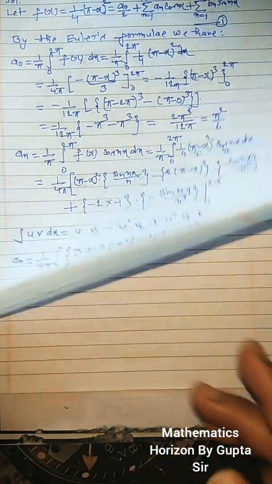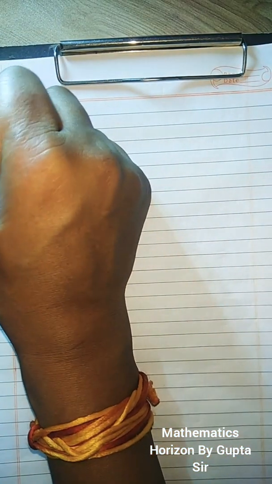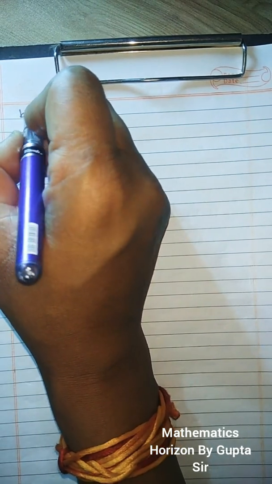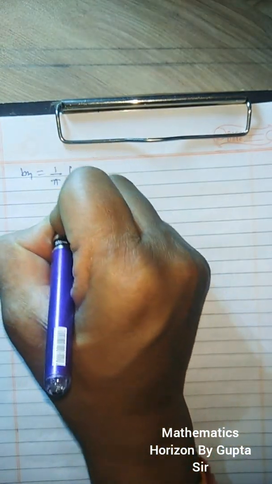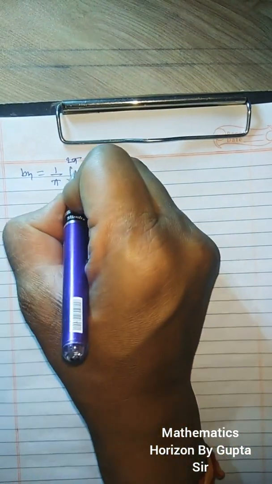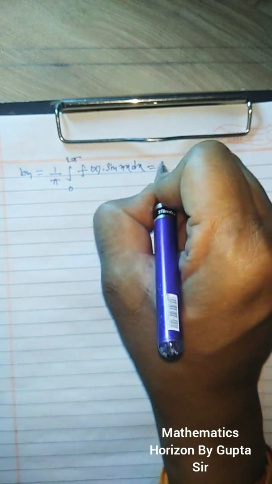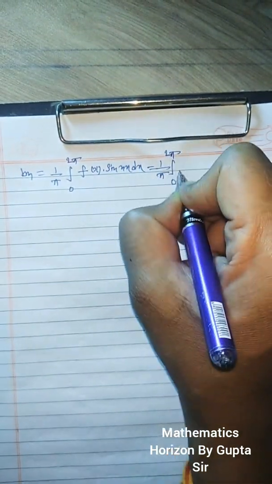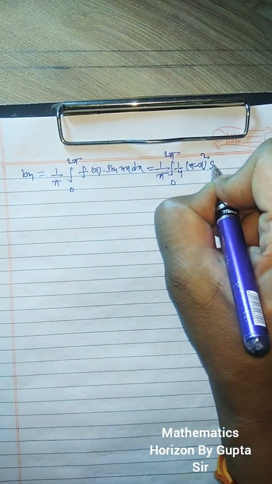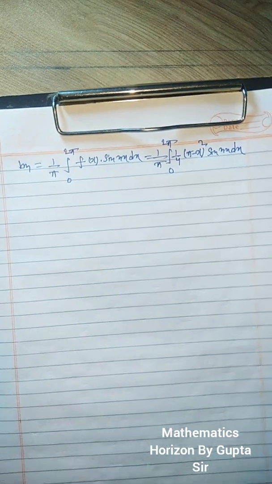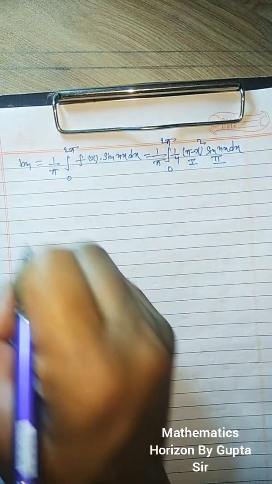Now we find out the next Euler's coefficient, b_n. What is the formula for b_n? b_n is equal to 1 upon pi, integral 0 to 2 pi f(x) sin nx dx. That is 1 upon pi, integral 0 to 2 pi, 1 upon 4 (pi minus x) whole square and sin nx dx. Now again we integrate by parts, taking (pi minus x) whole square as the first function and sin nx as the second function.